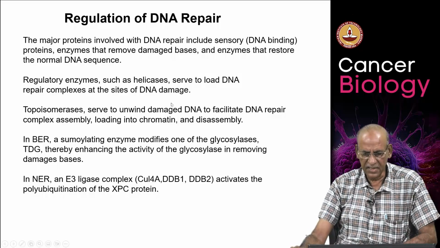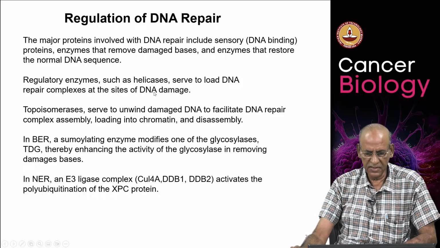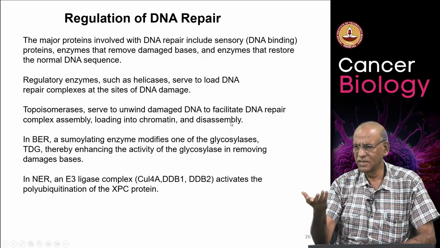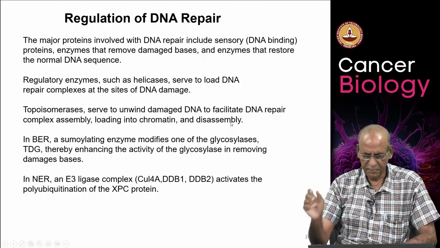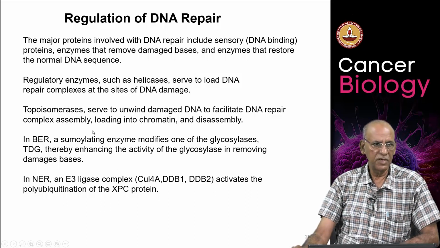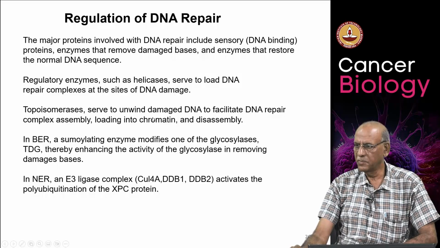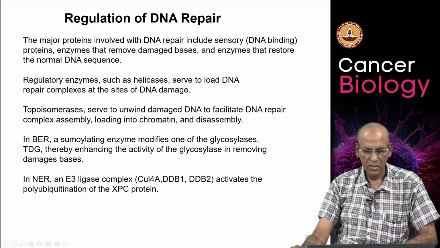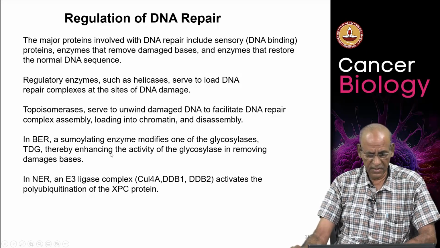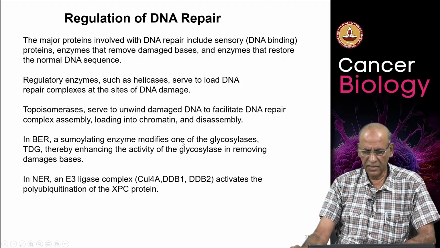Regulatory enzymes such as helicases serve to load DNA repair complexes at the sites of DNA damage. Helicases are also important. Topoisomerases, they unwind the DNA. These are all things that you study in DNA synthesis. Loading to chromatin and disassembly. In BER, a sumoylating enzyme, this is new information. Sumoylation, you know what is sumoylation. Sumoylation is also another post-translational modification. Sumoylating enzymes modify one of the glycosylases, thereby enhancing the activity of glycosylases in removing the damaged bases.